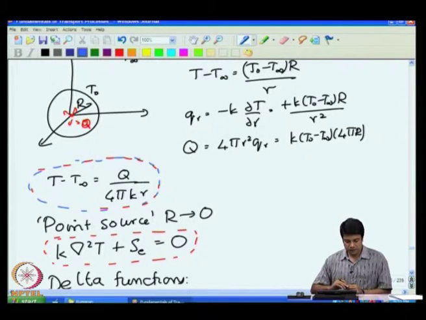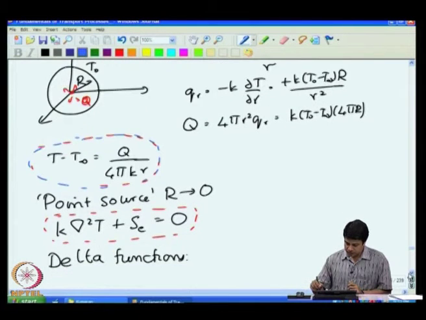The temperature field for that point source is Q by 4 pi k r, where Q is the energy coming out per unit time, k is the thermal conductivity, and r is the distance from the center. This point source is of infinitesimal radius, it is a point. However, the amount of heat coming out of this point source is still finite in the limit as the radius goes to 0. So, the heat flux has to go to infinity as you go very close to the point source.